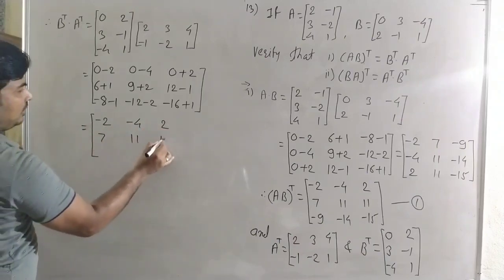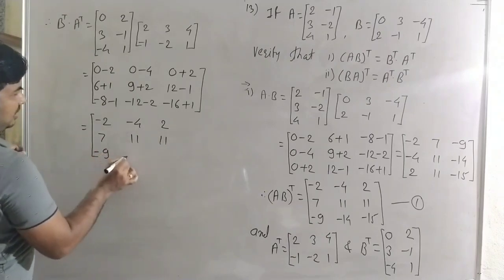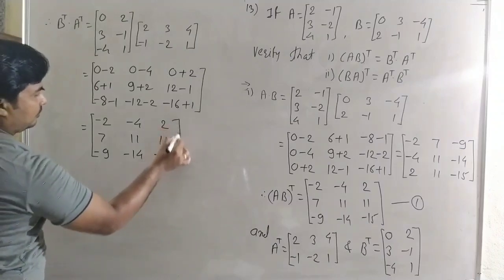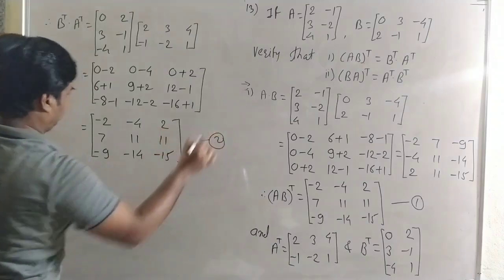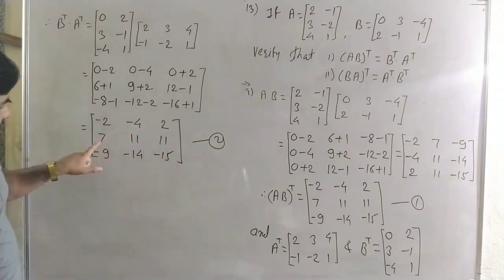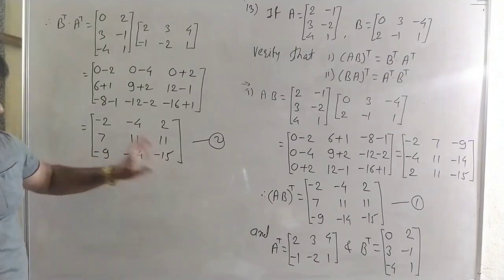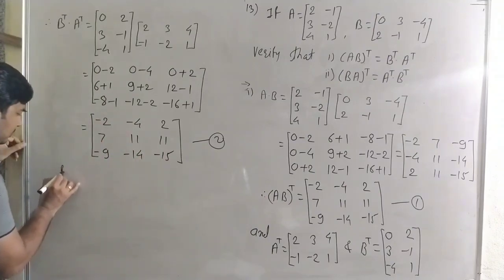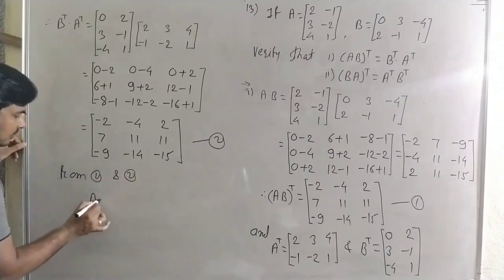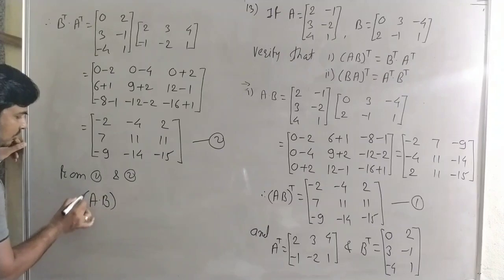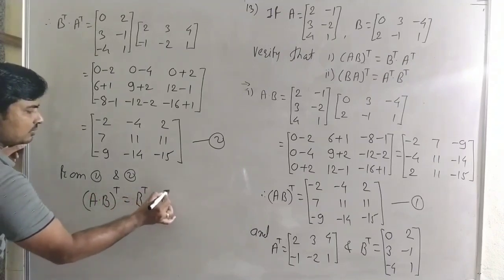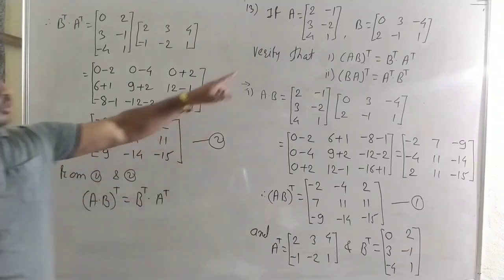7, 11, 11, minus 9, minus 14, it is minus 15. It is equation number 2. Okay, here from equation 1, minus 2, minus 4, 2, 7, 11, 11, 9, minus 14 and 15. From 1 and 2, we can write (AB) transpose is equal to B transpose into A transpose. Okay, here this shows both are equal.